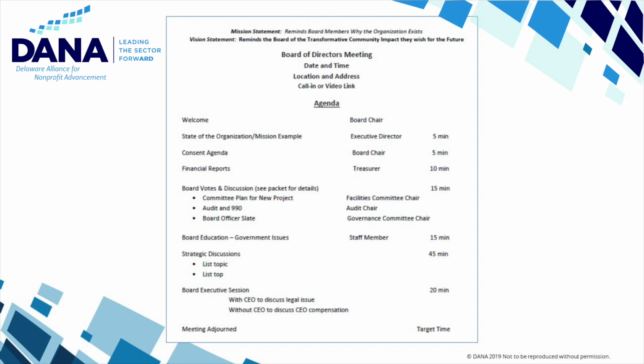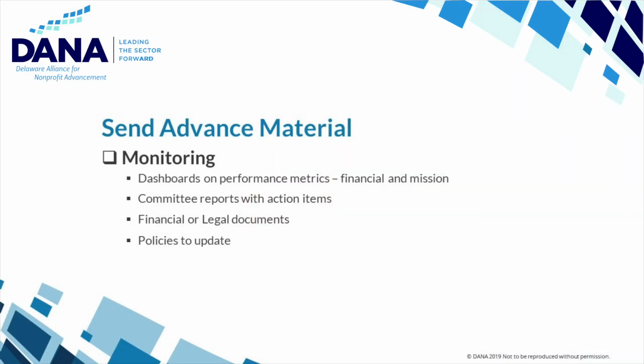You've heard me mention advance materials, so I just thought I would take a couple minutes and talk about that. What to include in a board packet. We suggest having your dashboard, which would include financial and mission metrics, having committee reports, any financial or legal documents that the board needs to read, and certainly policies that the board might be updating or approving.